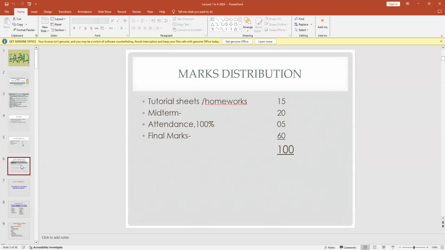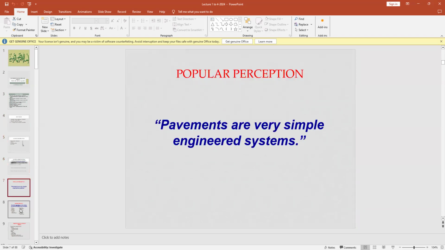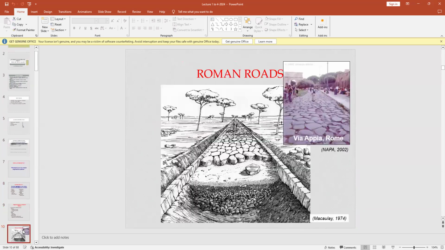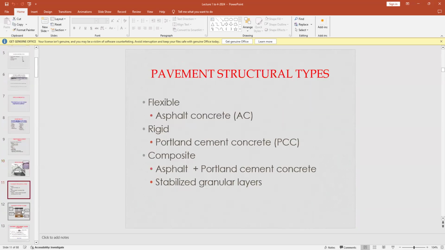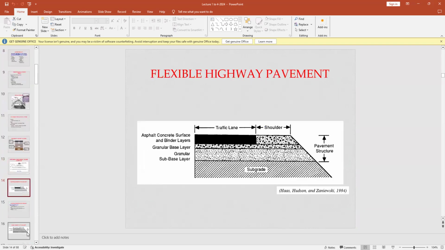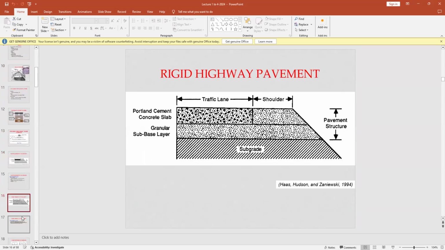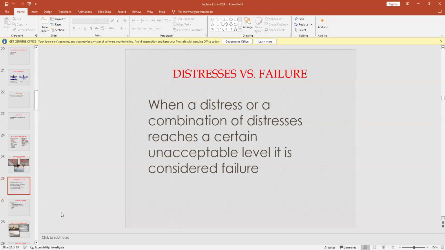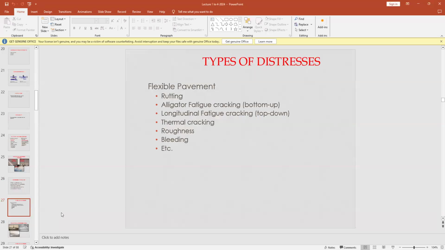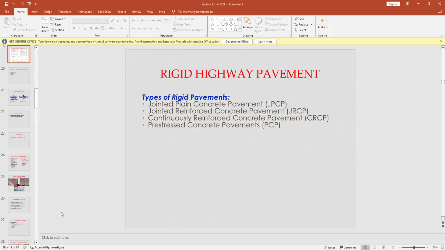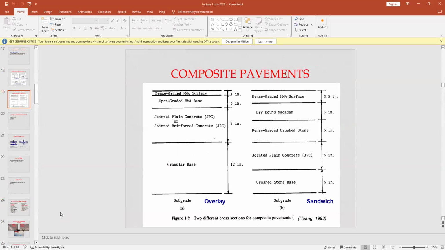Bismillahirrahmanirrahim. So, in the last lecture, we discussed various pavement structure types, and we ended up defining the types of concrete pavement. Today, we'll discuss some more things about pavements, like what are the composite pavements.